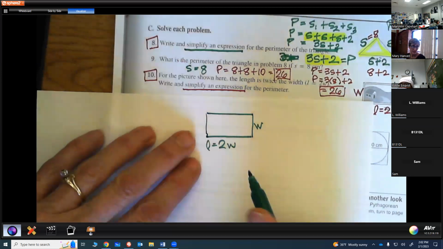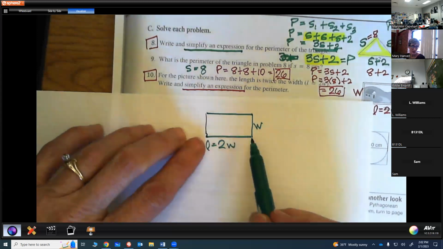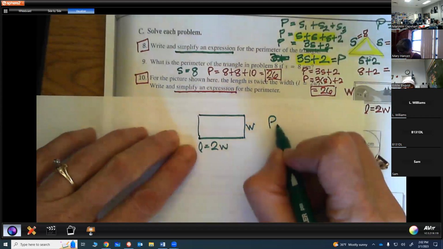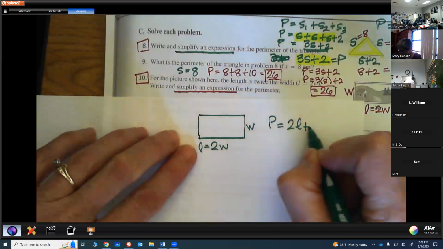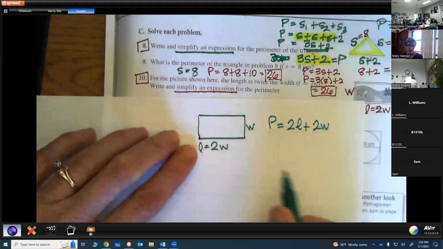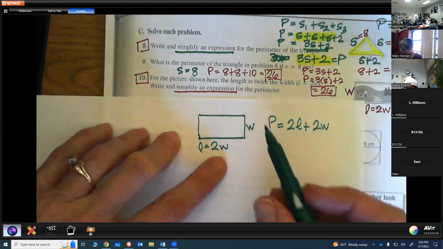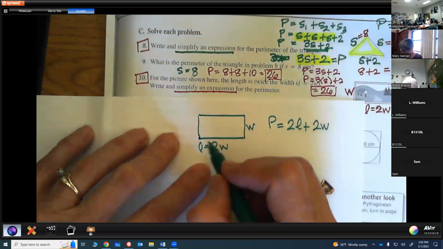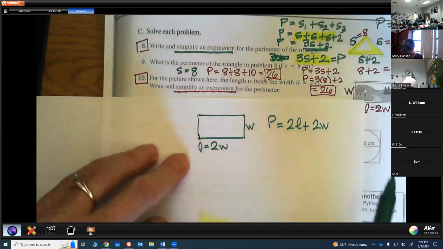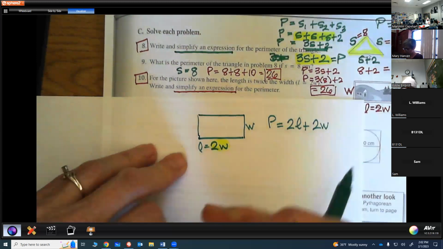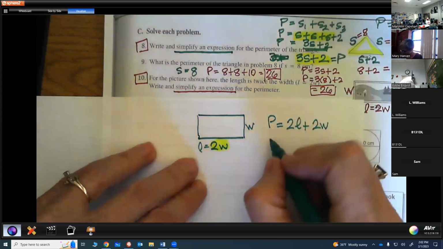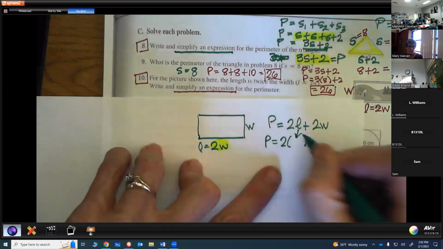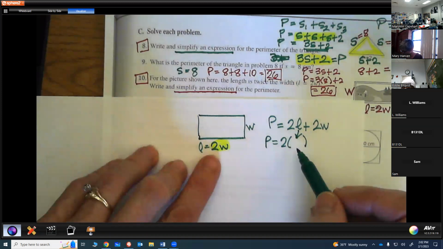Okay, so basically the length is twice the width. And so we know this formula. And I can take and put in for L whatever L is equal to. And L is equal to 2W. So I can take this L and I'm going to replace this L with 2W.